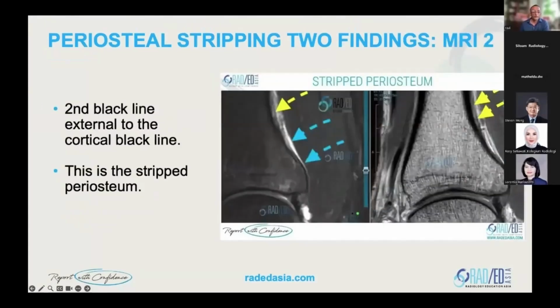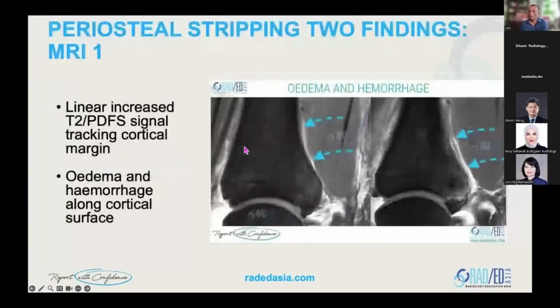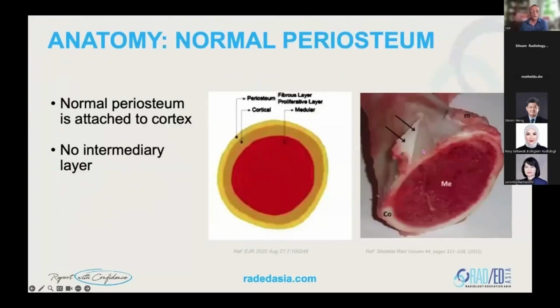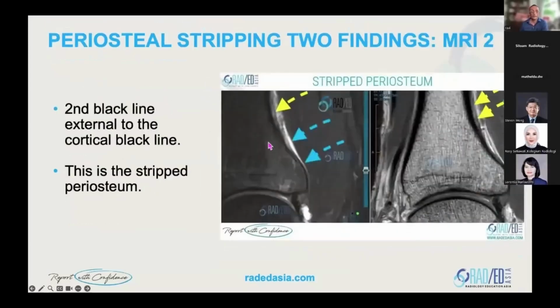The second thing to look at is the actual periosteum. Because the periosteum is not stuck to bone anymore, it's been lifted off, you can now see it. So what we end up seeing is two black lines. So here's the cortical line, and this really thin line here, that's the stripped periosteum. So now if I go back to this, this is what you're seeing. You're seeing the thick black line of the cortex here and the thin black line of the lifted off periosteum here. So let's go back to that MR. So thick cortex, thin periosteum.